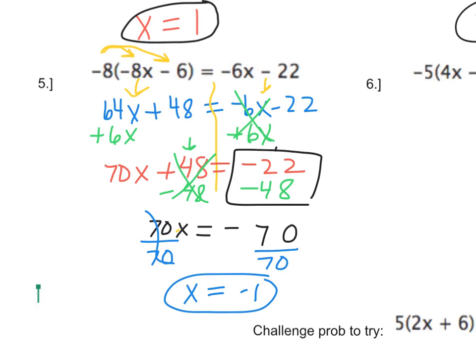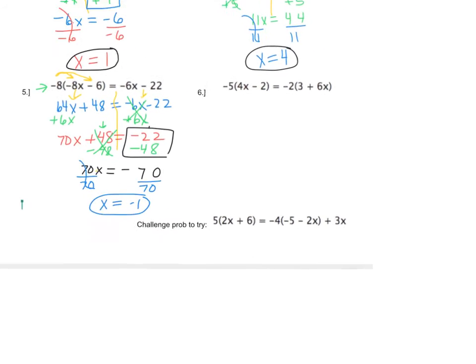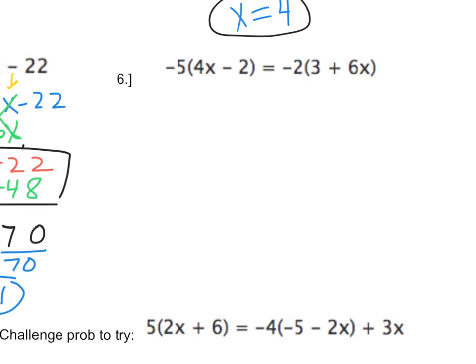Okay, so if you have the distributive property, like we did here, you do that first and then get your variables all together and then solve step by step, showing each and every step.